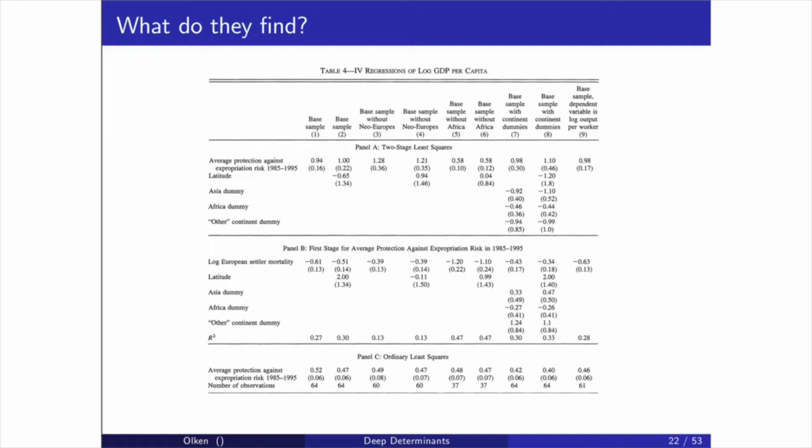What that means is going from, say, 5 to 6 on that expropriation scale, where 6 is better institutions, is associated with income per capita. Going from 5 to 6 on that scale means your log income per capita is 0.94 higher. Okay, that's a really big effect.